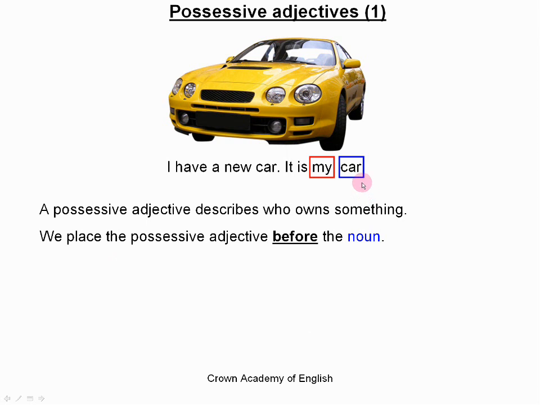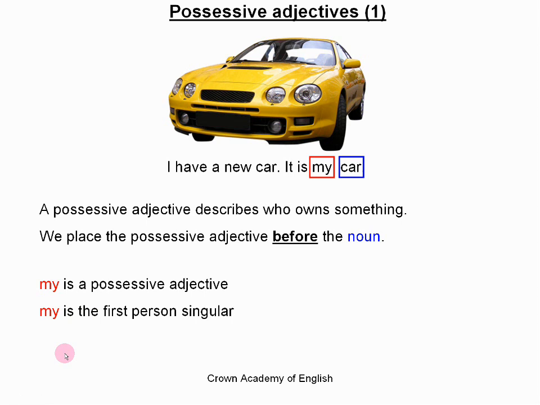So this is the noun, this is the object, car, and here is the possessive adjective, my. So we place my before the word car. It is my car. My is a possessive adjective. And it is the first person singular. So that means it is I, or me. I own the car. It is my car.